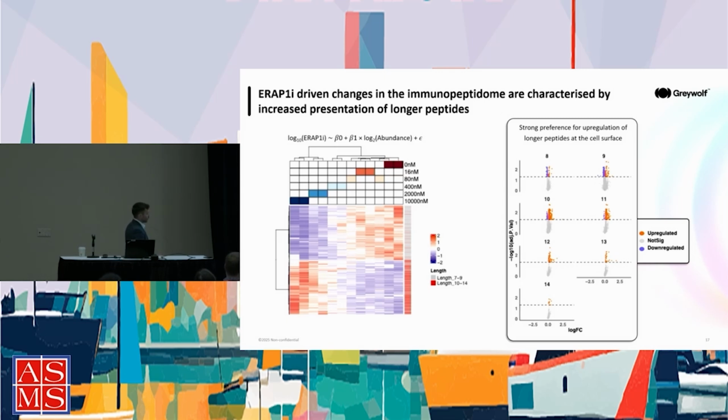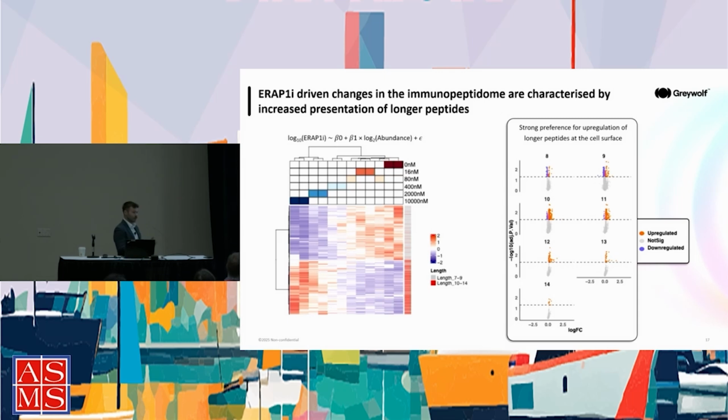And the opposite story applies, whereas if you track from DMSO, all of these peptides in this section here are lower in abundance in DMSO samples, and then proportionally and dose-dependently increase in abundance with increasing concentrations of drug. And interestingly, all of these peptides in this block here are largely 10 to 14 mers. And this is what we now know to be the mechanism of action for ERAP1.